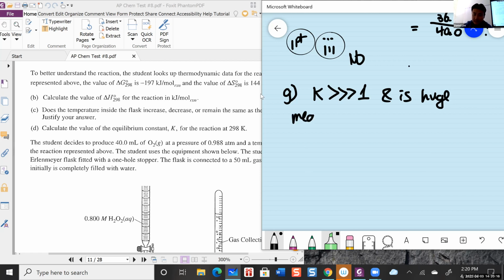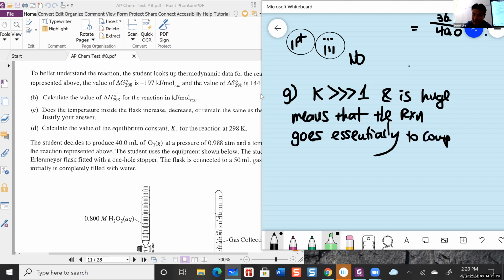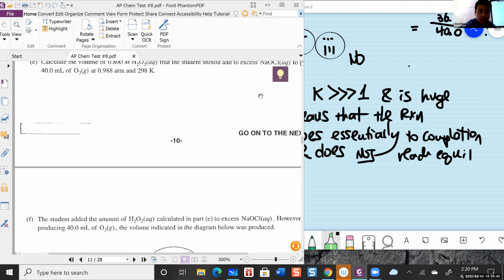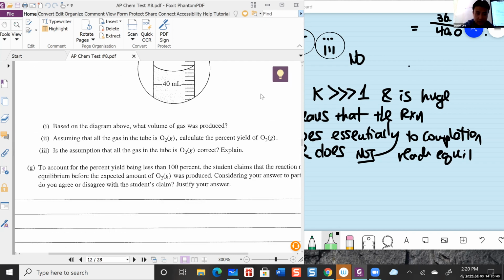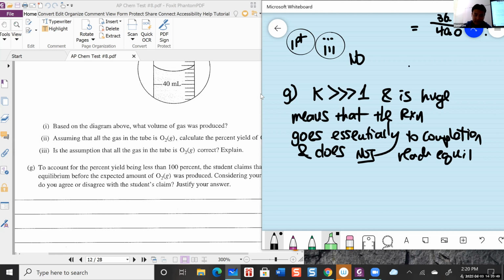Means that the reaction goes essentially to completion, and does not reach equilibrium. So I have to say no or something like that. Let me see what that says. So do you agree? So we disagree. So you have to say that first. So you disagree with the student because the equilibrium constant is greater than 1, huge.